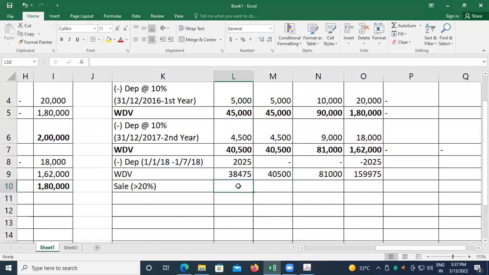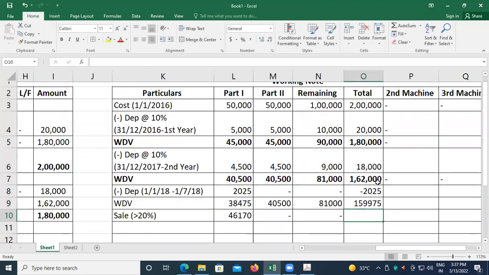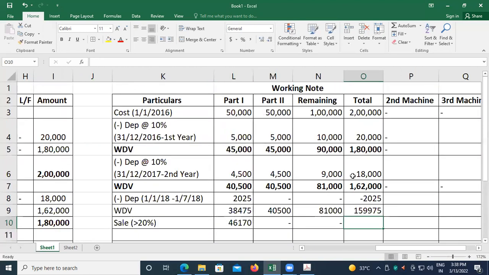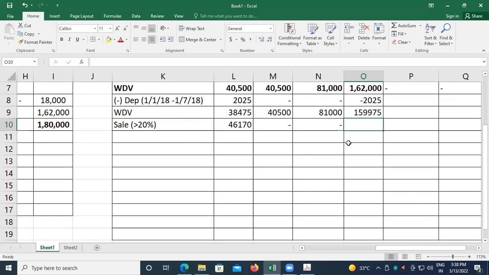So we are selling the asset at 46,170. This is the sale value of the asset. Remember, we are not going to sell the second part of the asset. Third is also not there. Now, when we are selling the asset, my total value of the asset will come down.